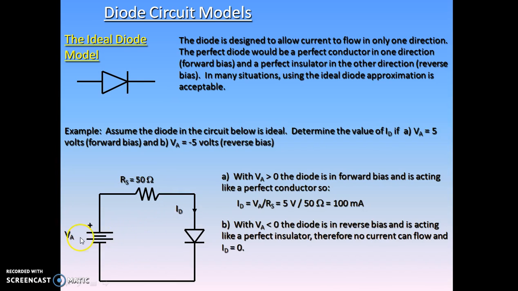Now with VA greater than 0, the diode is in forward bias and is acting like a perfect conductor. So ID will be equal to VA by RS, that is equal to 100 milliamperes. Now with VA less than 0, the diode is in reverse bias condition and is acting like a perfect insulator. Therefore, no current can flow through the diode, so ID will be equal to 0.